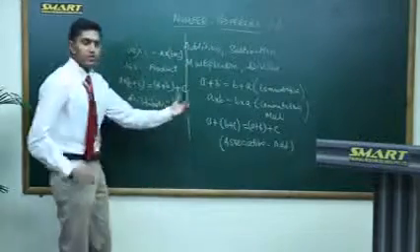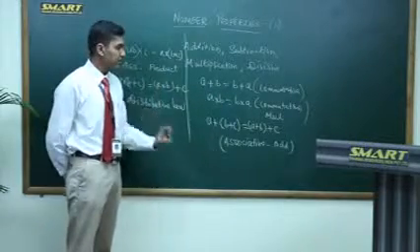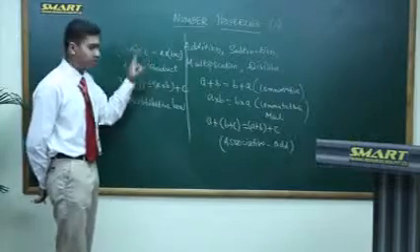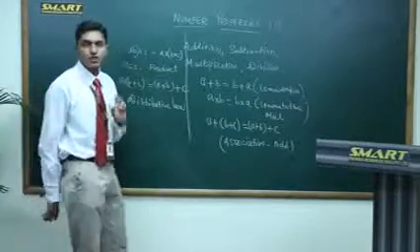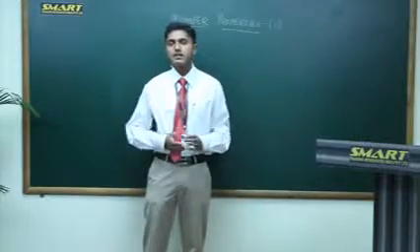So I recall there are 4 laws: the commutative law of addition, commutative law of multiplication, associative law of addition, associative law of multiplication, and the distributive law. Let us recall the points whatever we have discussed in this particular session.